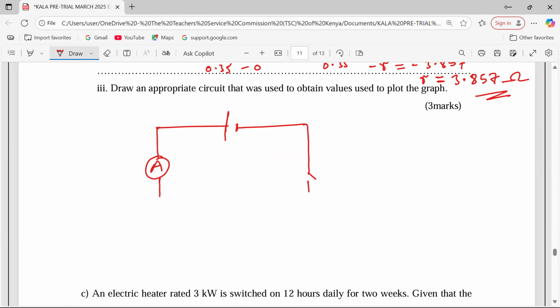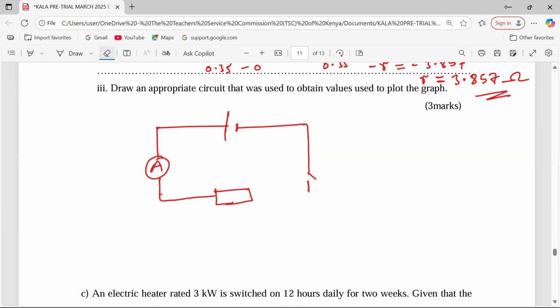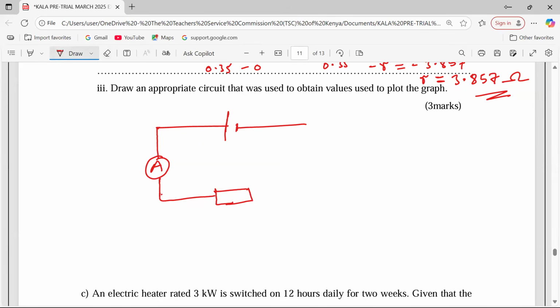Then we should have a variable resistor here. At this point, we can talk about a variable resistor. When you use it this way, we mean it's a variable resistor. And actually the jockey at this point will serve as the switch.